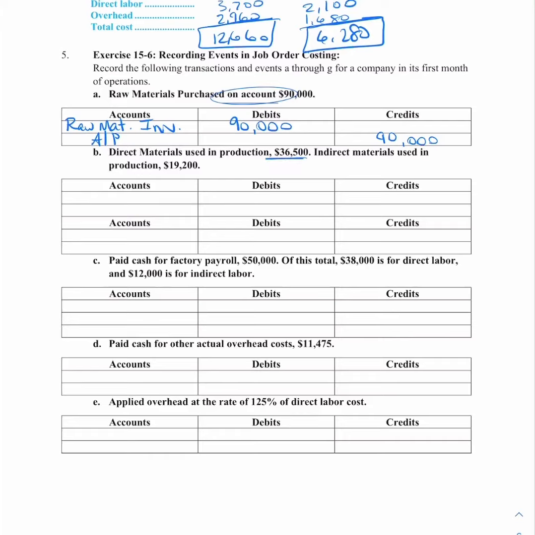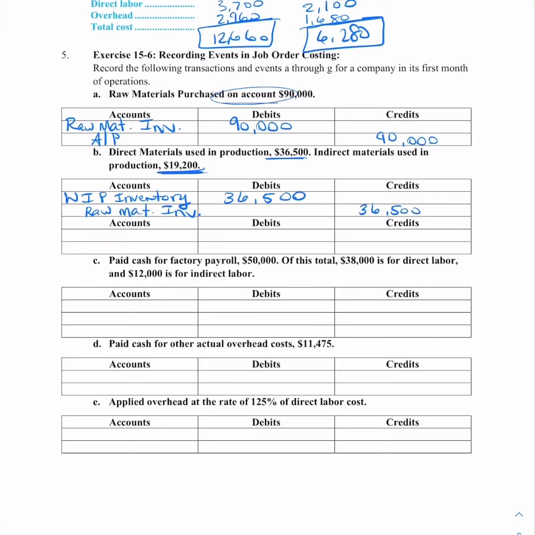$36,500. Indirect materials, $19,200. So the way you're going to handle this is I'm going to recommend you just split it into two separate journal entries. So the first item is a debit to work in process inventory for $36,500 and a credit to raw materials inventory for $36,500. So that wraps up the first piece.